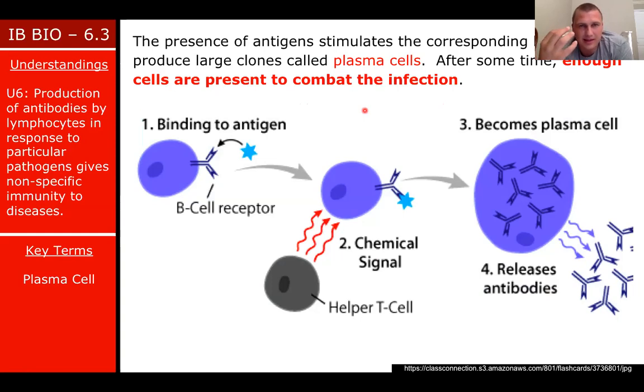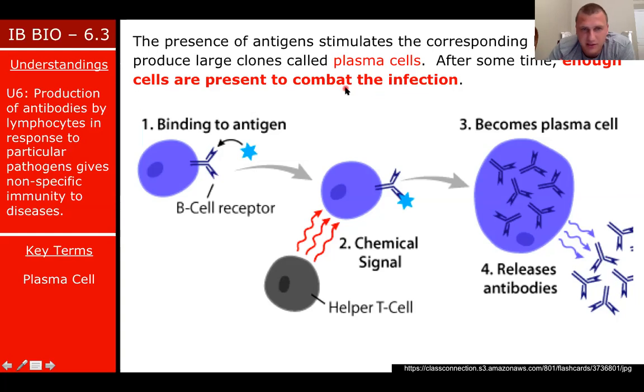Okay, that lymphocyte will then detect, oh, foreign body. When it detects it, it produces a huge number of clones of these antibodies. We call them plasma cells, okay? A huge number of them. And then after some time, there's enough of those cells present, or enough of those plasma cells that produce all these antibodies, to go ahead and start the process of killing the infection, okay?